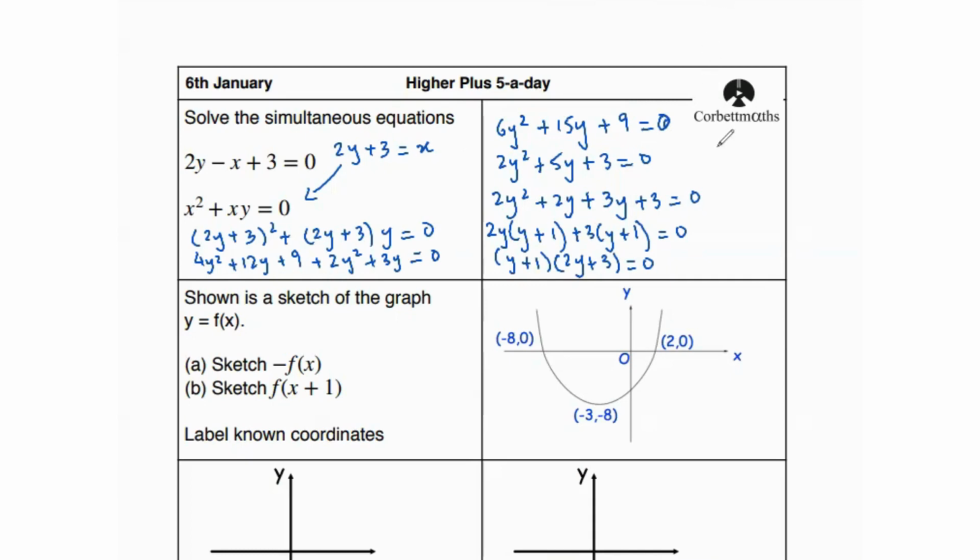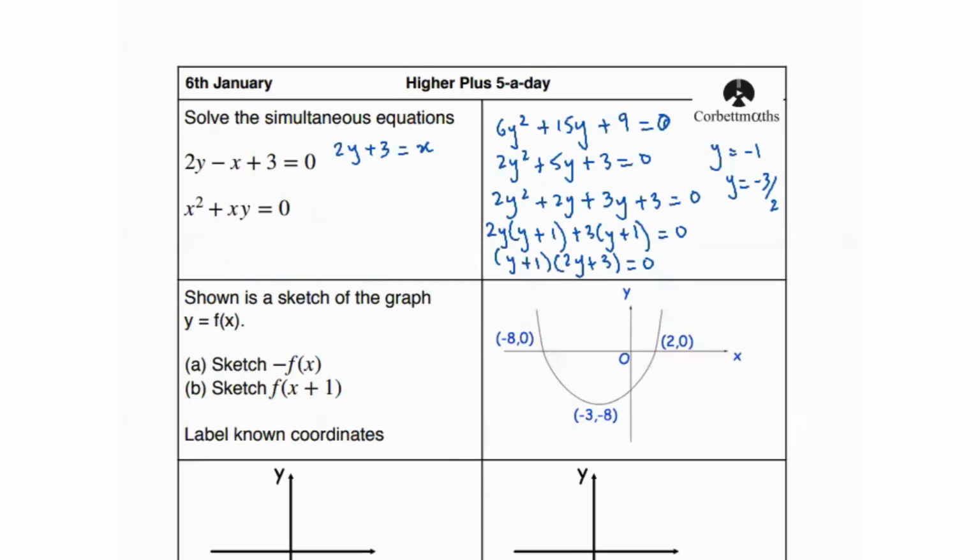So one value of y is -1 and the other value is -3/2. Now to find the value of x, I'm just going to substitute into x equals 2y plus 3. So one value would be 2 times -1 plus 3, which is equal to 1. And the other value would be 2 times -3/2 plus 3, which is equal to 0. So one solution is x = 1, y = -1, and the other is x = 0, y = -3/2.